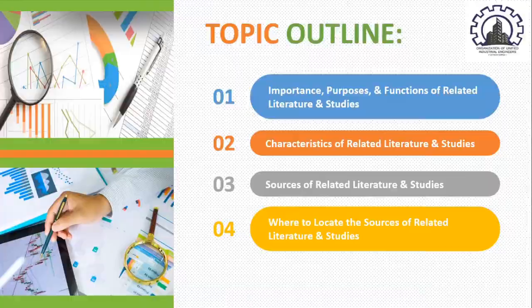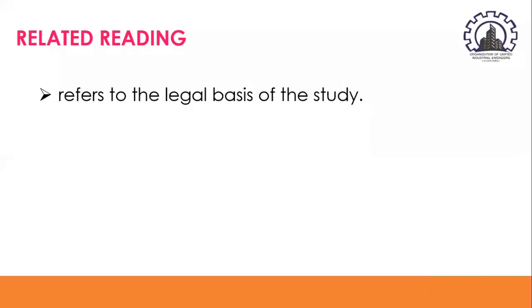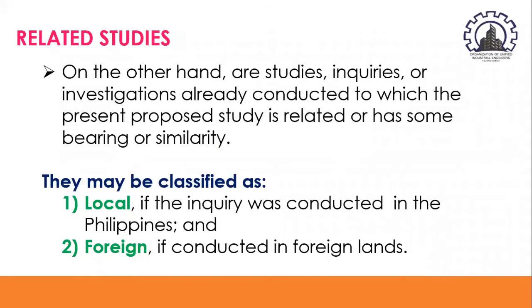Now, in order for us to get started, let us discuss the first key area of our lesson for today, which is the importance, purposes, and functions of related literature and studies. Now, under related literature, please be reminded that this is divided into three parts. First, we have the related readings. Second, we have the related literature. And finally, we have the related studies.